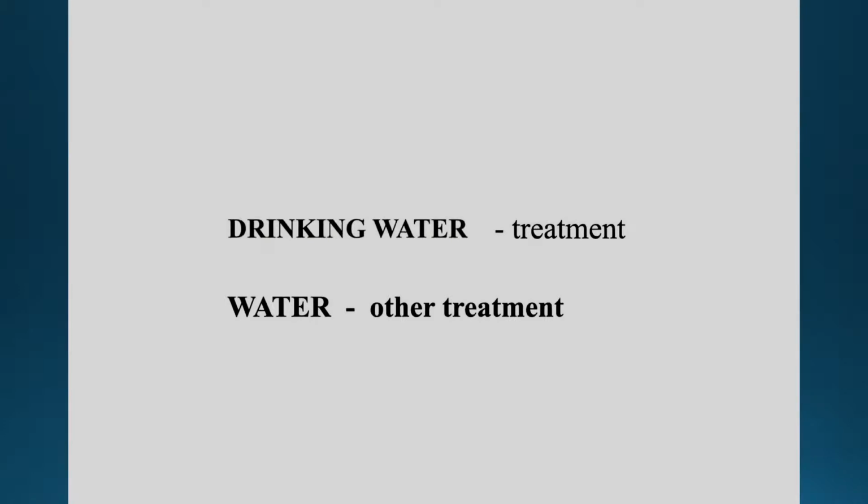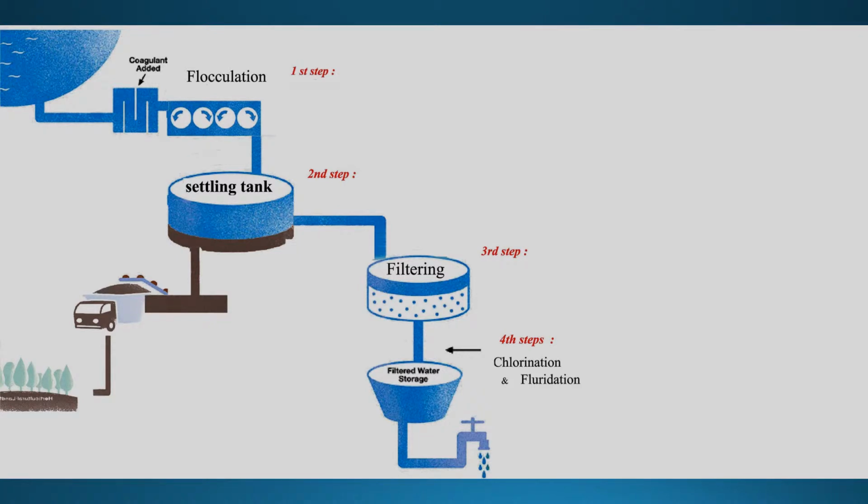Drinking water treatment. Drinking water treatment is divided into 4 steps. Step 1 is called flocculation. Step 2, settling tank. Step 3, filtering. Step 4, chlorination and add fluoride. I'm going to go through step by step. Let's go to step 1.